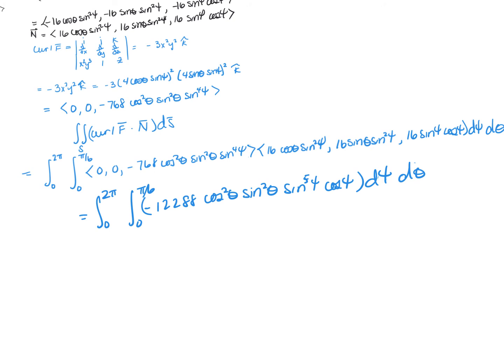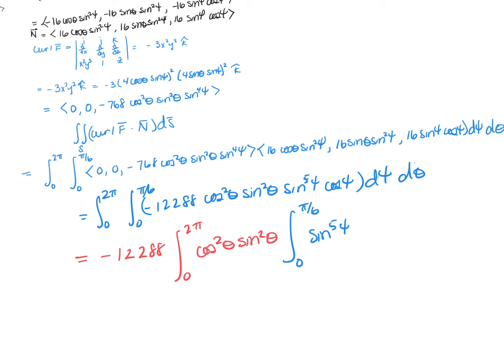All right. Now, the thing is that we can treat the thetas as constants, and so we can rewrite this. Actually, let me pull out the negative 12,288. From 0 to 2 pi of the cosine squared theta, the sine squared of theta, multiplied by the integration from 0 to pi over 6 of the sine to the 5th of phi, the cosine of phi, d phi, and of course I need to put in my d theta.